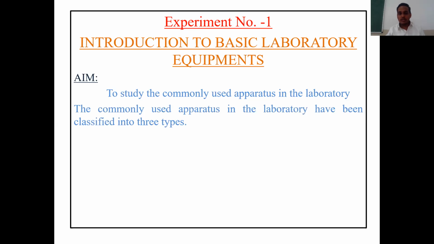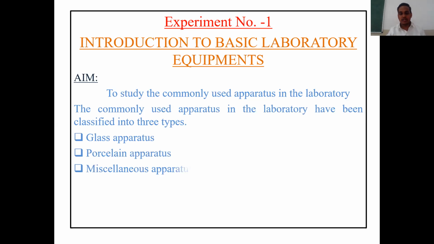So, the commonly used apparatus in the laboratory have been classified into three types depending upon the material from which they have been made. The first one is glass apparatus, the second one is porcelain apparatus, and the third one is miscellaneous apparatus. So whatever apparatus we are using in the chemistry lab can be classified mainly into these three different types.